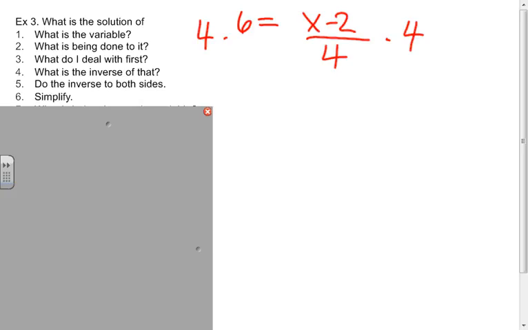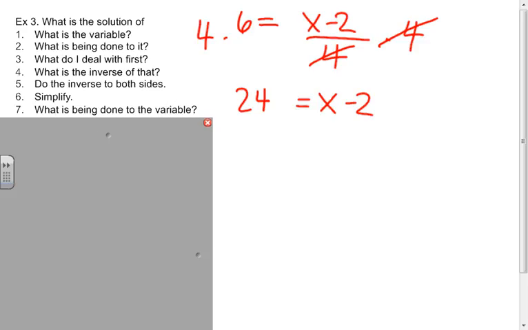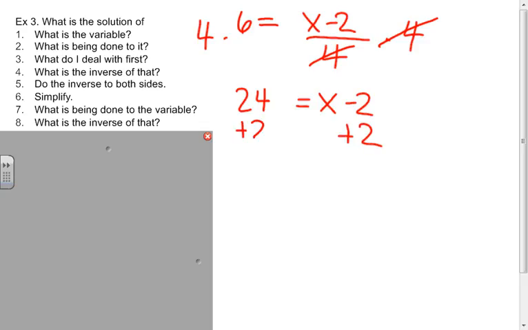And now we simplify. Multiplying by 4 and dividing by 4 are inverses, so they cancel. So on the right side, I have x minus 2. On the left side, 4 times 6 gives me 24. My variable is not by itself yet, so I have to keep going. What is being done to my variable? It's being subtracted by 2. What's the inverse of subtracting by 2? Adding 2. Do it to both sides.